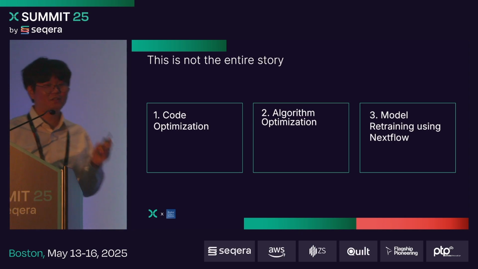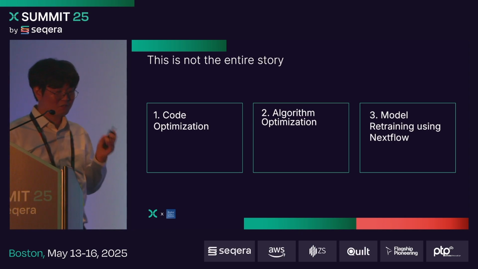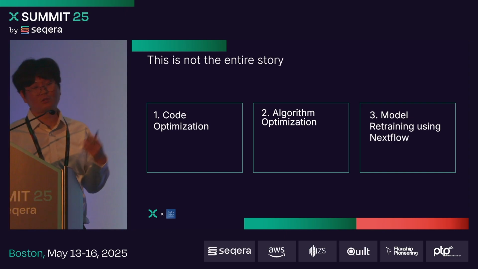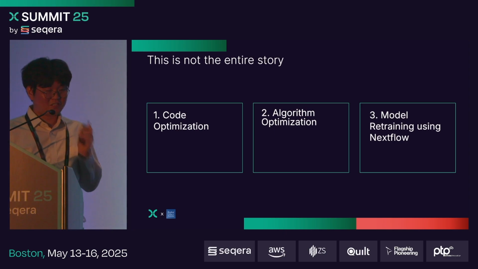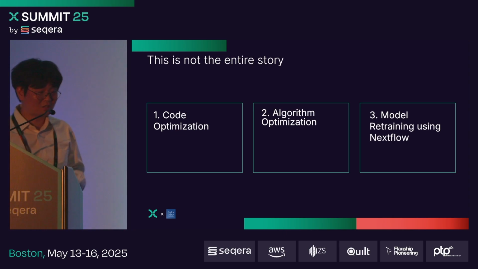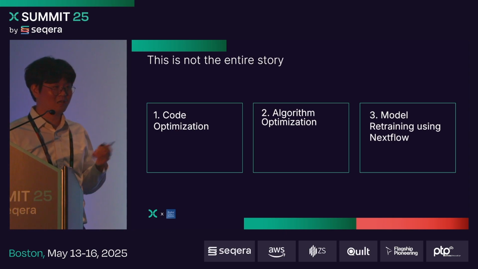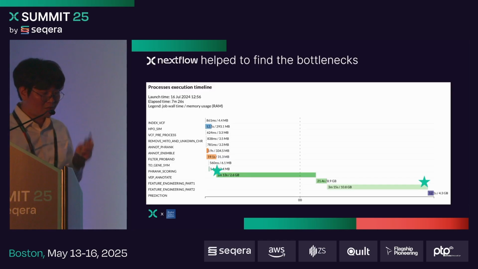But this is not the entire story, and the rest is a little bit out of topic. First, we really spent a tremendous amount of time on code optimization. Not only code optimization, we even needed to change the algorithm itself. I wish to share that story in the future. We also use Nextflow for model retraining. I really wish I had more time to share that story. And this is the very first version of the Nextflow pipeline.